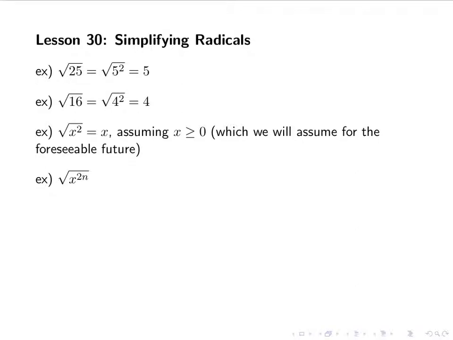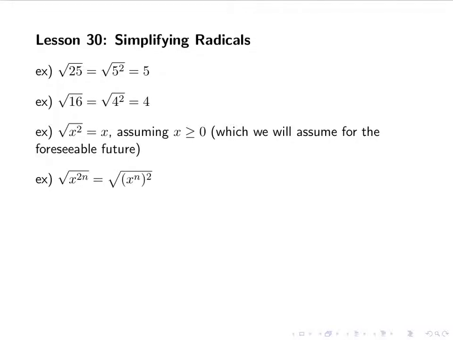So let's look at the more general case, the square root of x to the 2n. So the square root of x to an even power. Any even number I can rewrite as 2 times the number. So when I see 2n, I'm thinking of an even number.